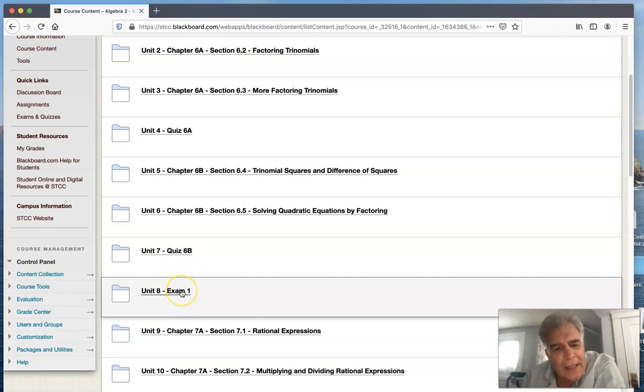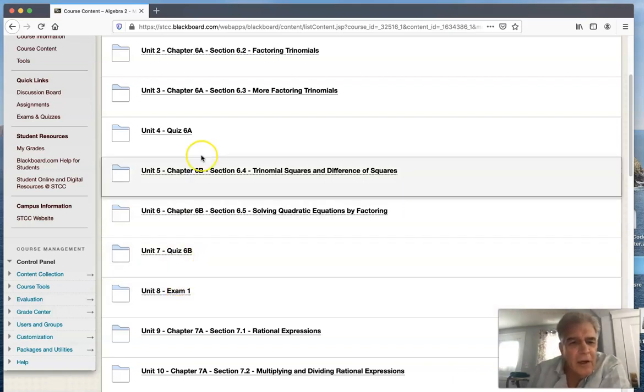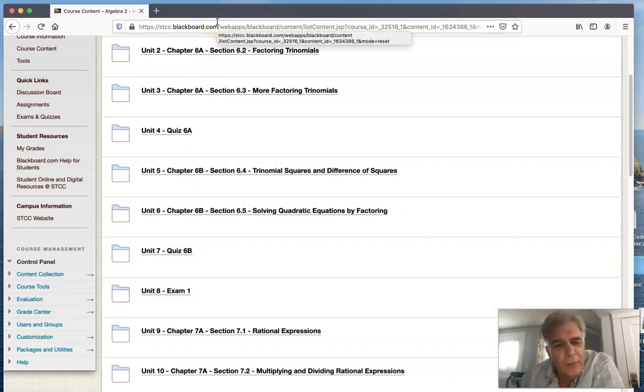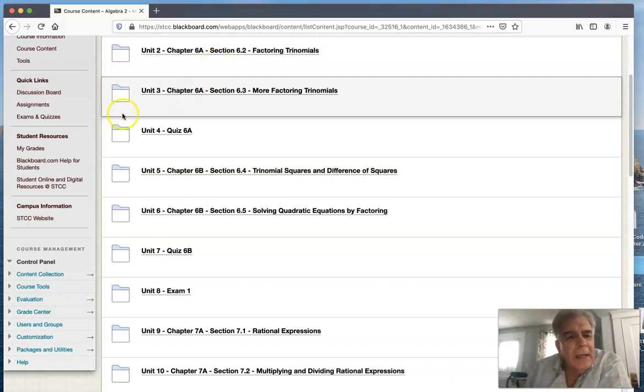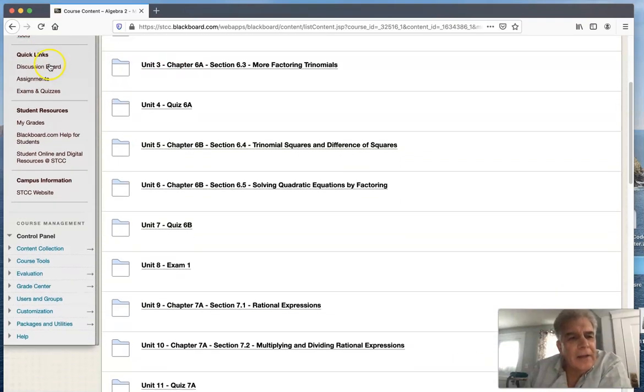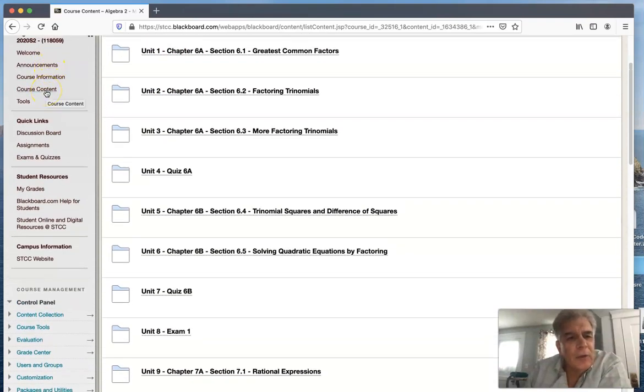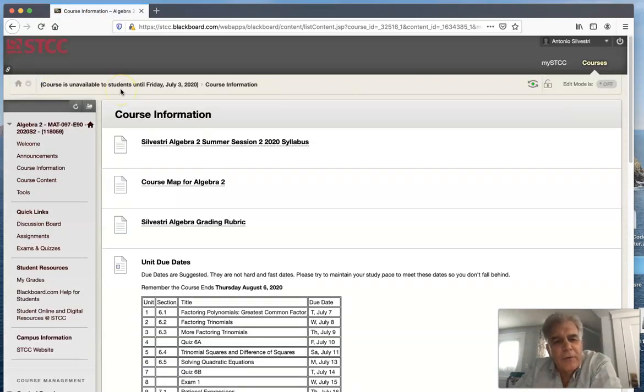Once you get to Unit 8, Unit 8 is basically a test on all the homework you did prior to that. It's really straightforward. Really, really straightforward. So do that. Also, course content is what you'll interact with a lot. Course information is just general information that students need to know about this class, like the syllabus.